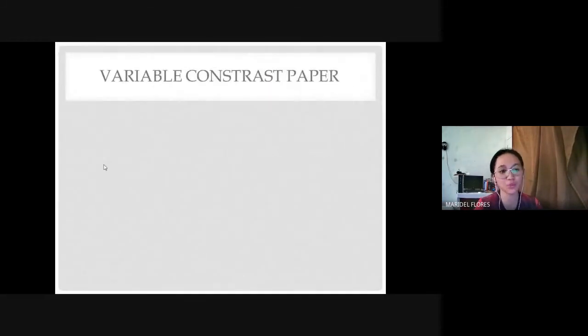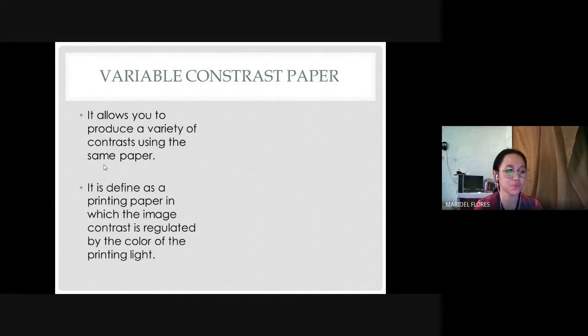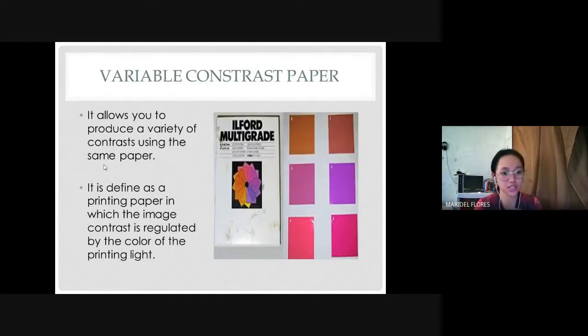So now let's proceed to variable contrast paper. It allows you to produce a variety of contrast using the same paper. You do this by changing the color of the light projected onto the paper. For example, adding magenta to the light increases the contrast. It is defined as a printing paper in which the image contrast is regulated by the color of a printing light. So here is an example.